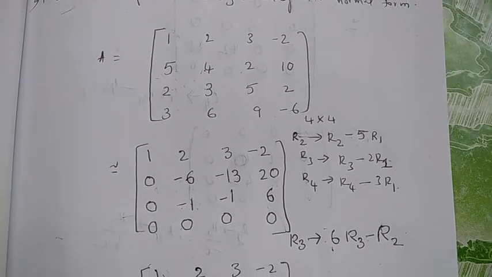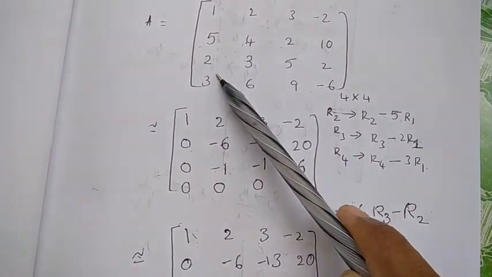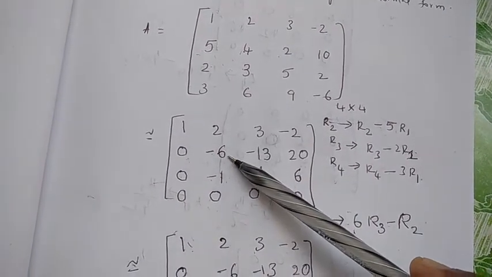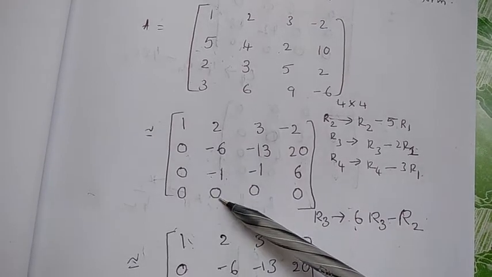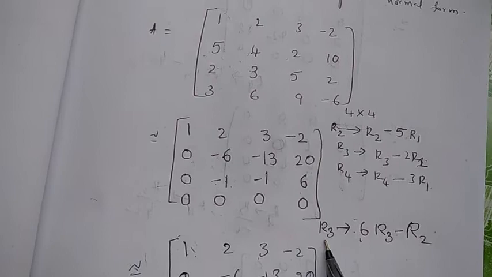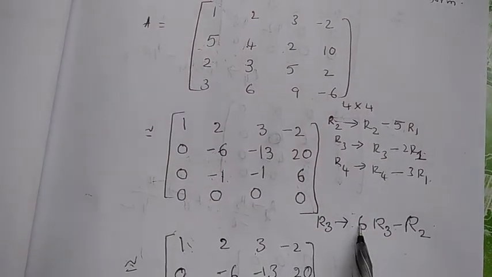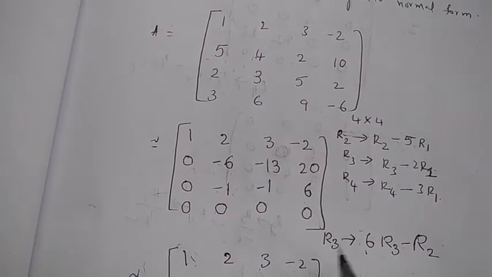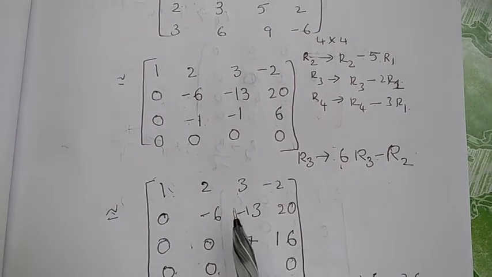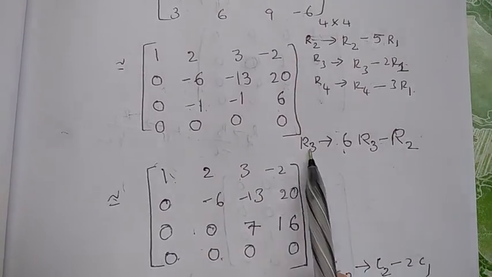Now next, see here, below a11 we have converted to 0. Next, below a22: these two positions need to be converted to 0, and already one of them is 0. Now this position needs to be converted to 0. For that use the operation R3 changes to 6R3 minus R2. Here 6 into minus 1 is minus 6, minus into minus is plus 6, which becomes 0. There is no change for R1, R1 is the same, R2 is also the same, only R3 changes.